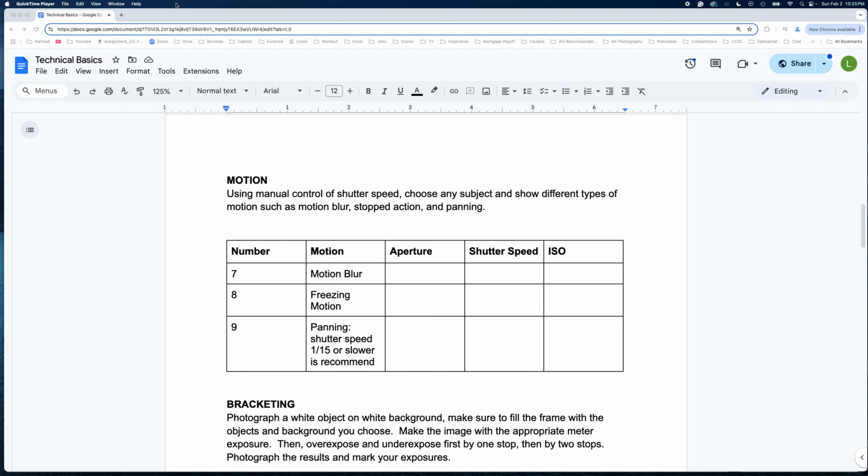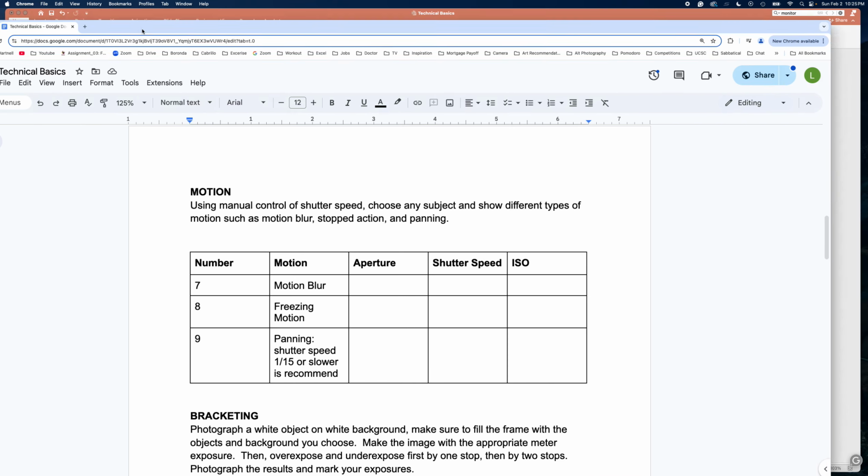For this example, we're going to be going over items 7, 8, and 9, motion. We're going to use motion control. We're going to choose any subject that shows different types of motion, such as motion blur. We're going to stop the action, and we're going to work on our panning.